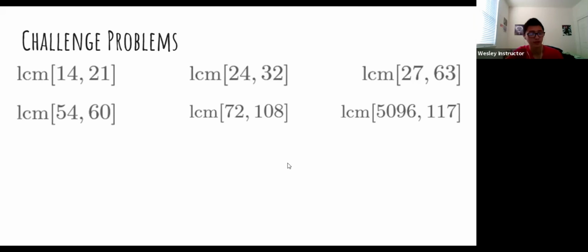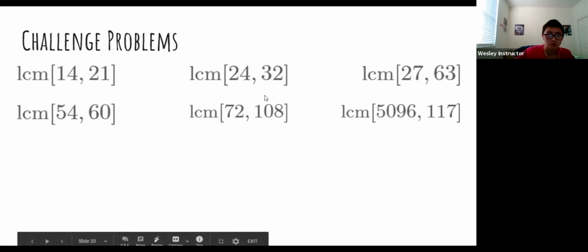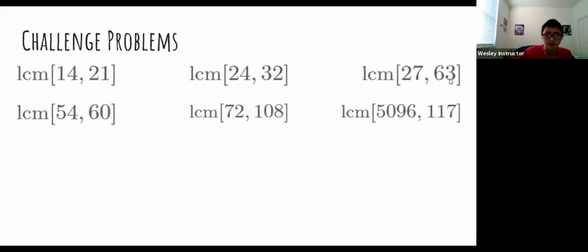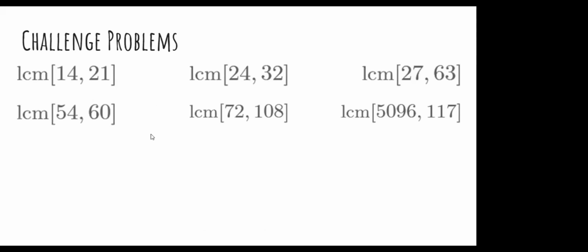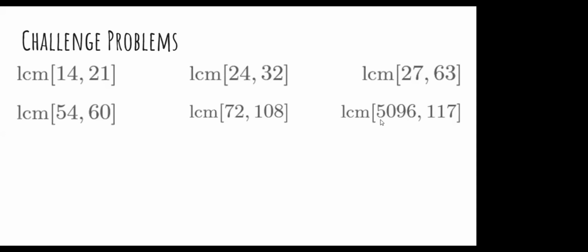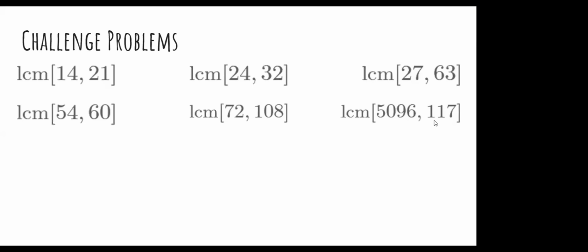Okay, I'll go over the answers right now. LCM of 14 and 21, the answer is 42. LCM of 24 and 32, 96. 27 and 63, the answer is 189. 54 and 60, 540. LCM of 72 and 108, that is 216. And LCM of 5096 and 117, that is 45,864. So pretty big number.